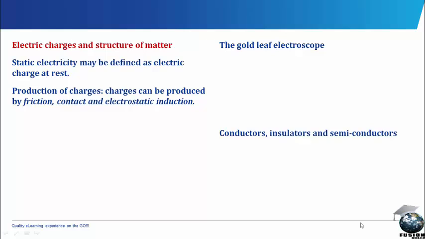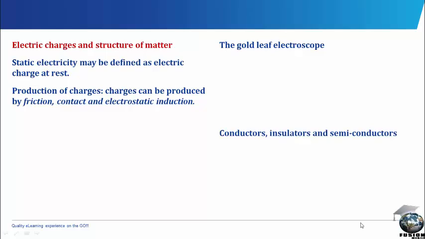It's a device that comprises the brass cap, the insulator cork which holds the brass cap down, the metal case with glass windows, the brass rod, and the thin gold leaf, which causes the deflection to make us understand when there is charge and when there is no charge.